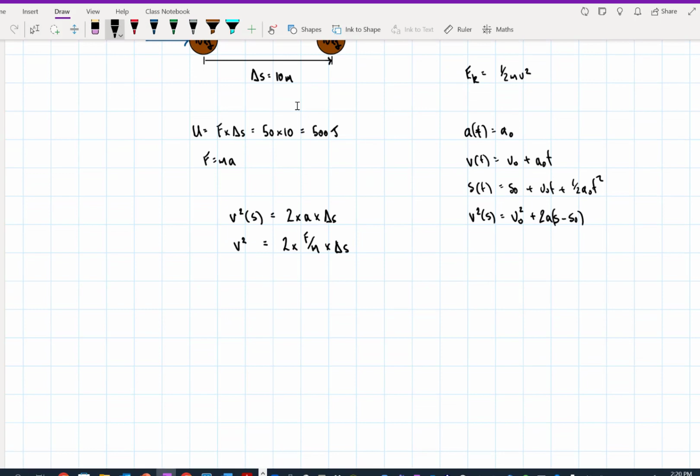What we can do here is start to rearrange all this. So this force times the delta s, that's just the work done. Force times delta s is equal to the work done. So I'm going to divide this side by 2 and multiply it by m, and so I'm going to get half times m v squared.